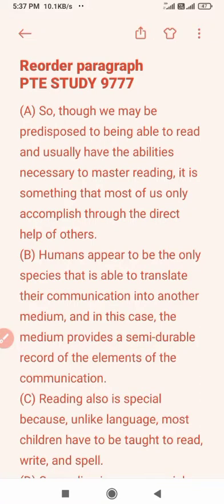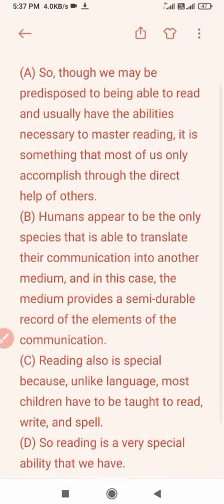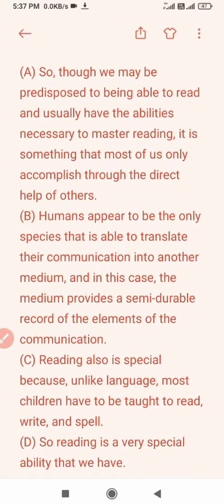Hello guys, let's start with another reorder paragraph question. This is a real exam question and you might get the same in your exam. If you want to practice it, please pause the video for 2 minutes, then try to solve it. So let's start with sentence A.